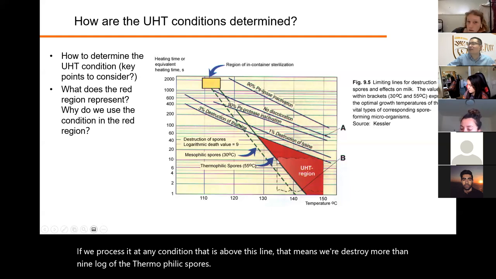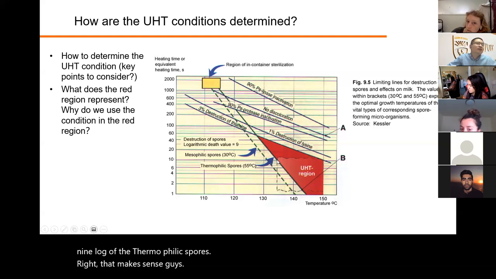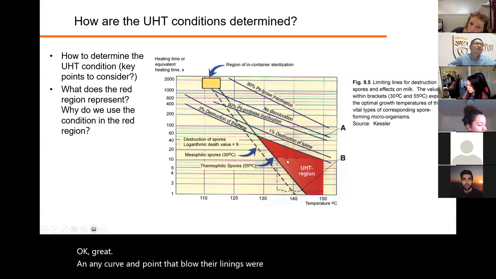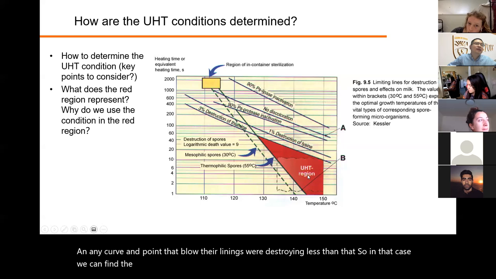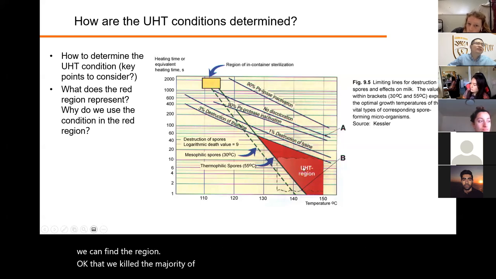Right? Does it make sense, guys? Okay, great. And any curve, any point below that line means we're destroying less than that. So in that case, we can find a region that we kill the majority of the pathogen while we maintain the maximal amount of nutrition.